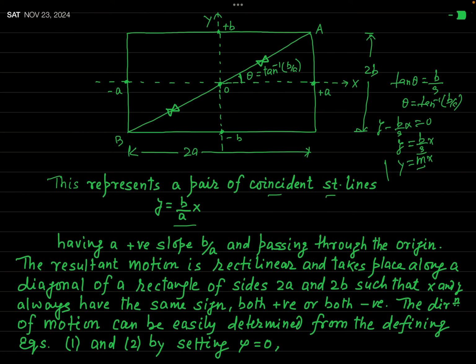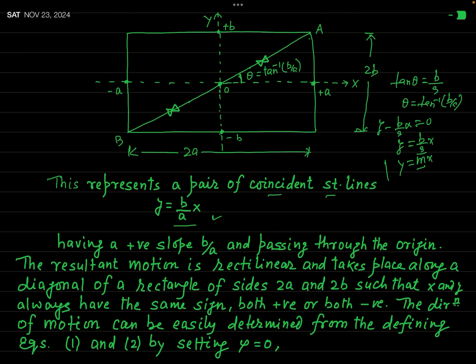In fact, you can see from this equation that x and y will always have the same sign. It means when x is positive, y is also positive. And you know, x and y both are positive in the first quadrant. So this straight line OA lies in the first quadrant. But when x becomes negative, then y will also become negative. Such a point will lie in the third quadrant. So this line will also lie in the third quadrant.